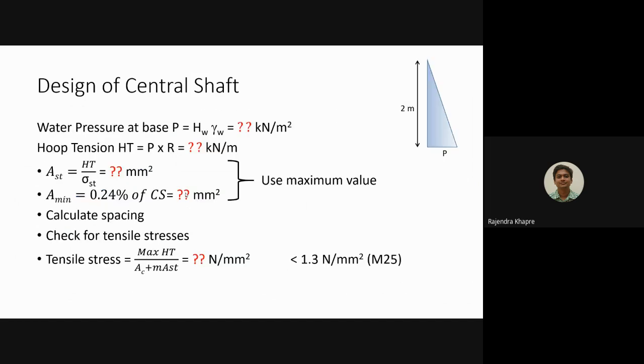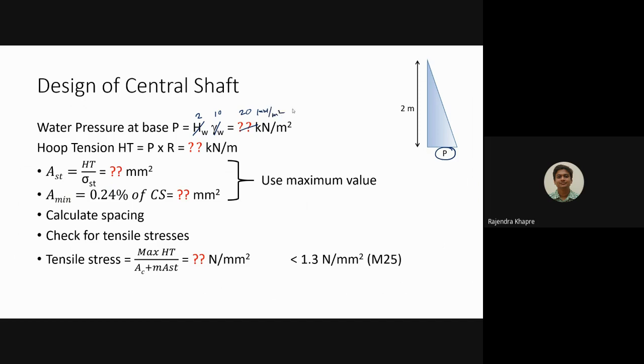So traditionally, what we can do is calculate the water pressure at the base, because the vertical cylindrical shaft will be subjected to lateral loading, which will be a triangular loading. This is only due to the water. This water pressure P at the base can be calculated by a simple expression, H into gamma W, where the height value will be 2 and gamma W will be 10. So the pressure at the base is 20 kilonewton per meter square.